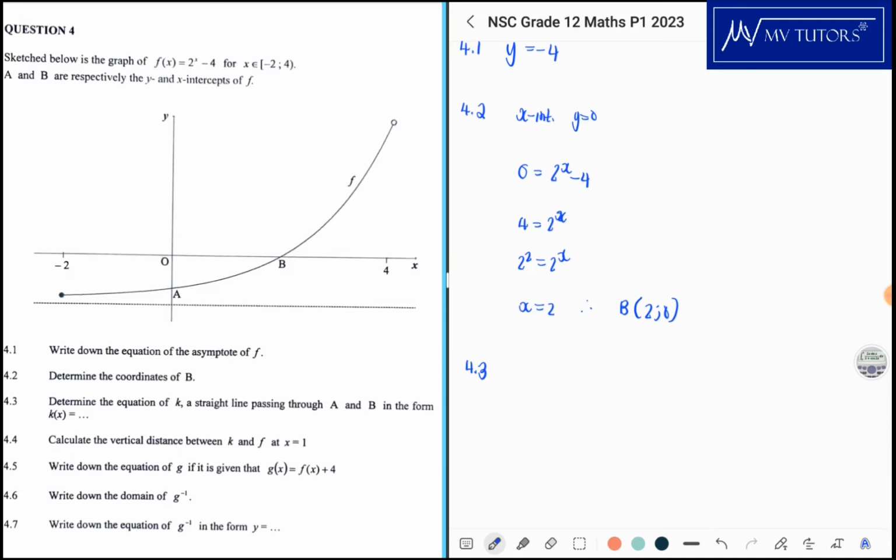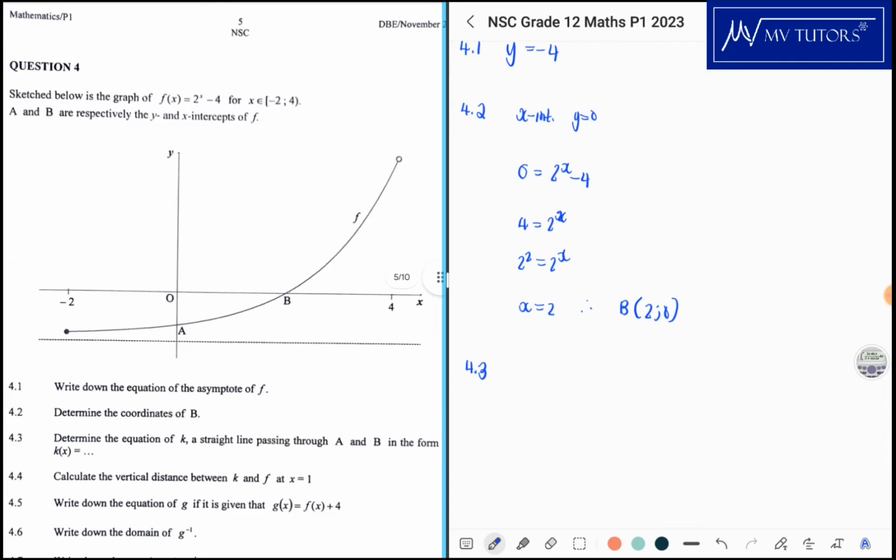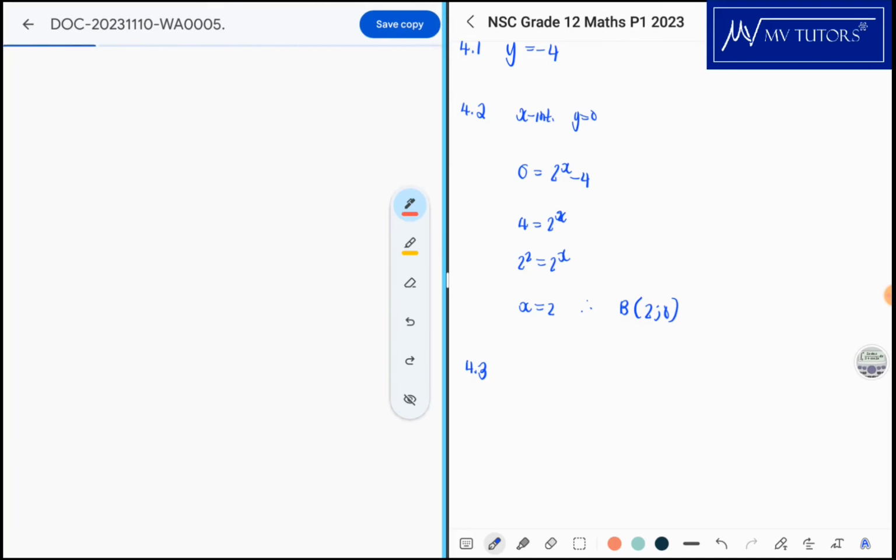So basically, I don't know if I can make any marks on this. I don't think so. Ooh, okay. This is going to be complicated.